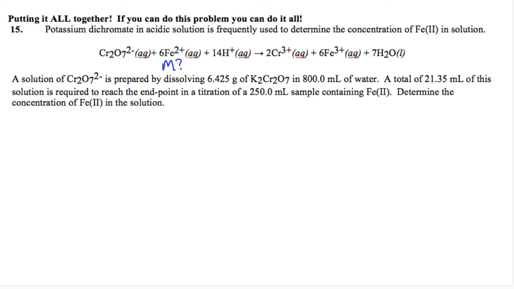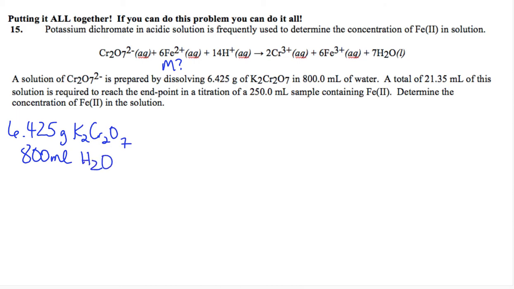A solution of dichromate is prepared by dissolving 6.425 grams of K2Cr2O7 in 800 mL of water. A total of 21.35 mL of this is required to reach the endpoint in a titration of a 250 mL sample of iron 2+. Determine the concentration of iron 2+. A lot of information, right?